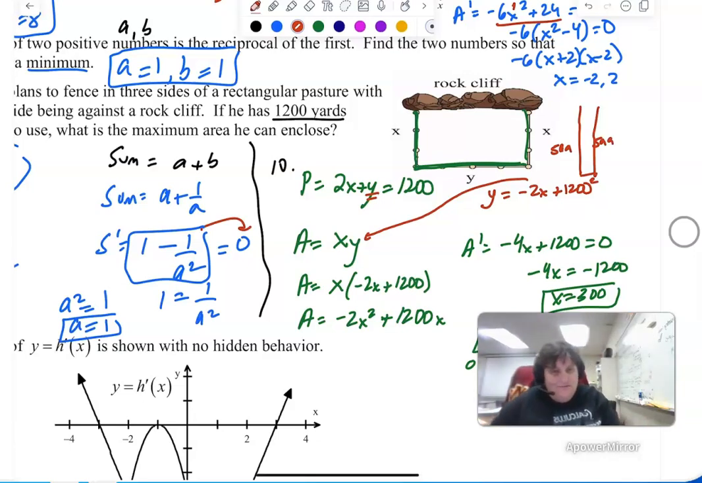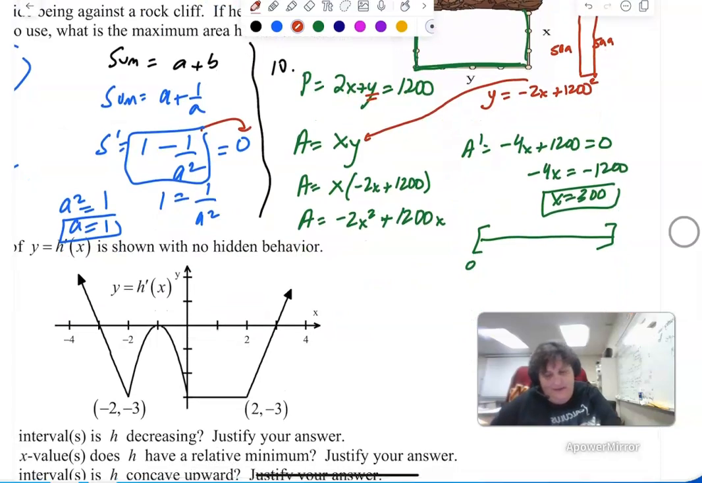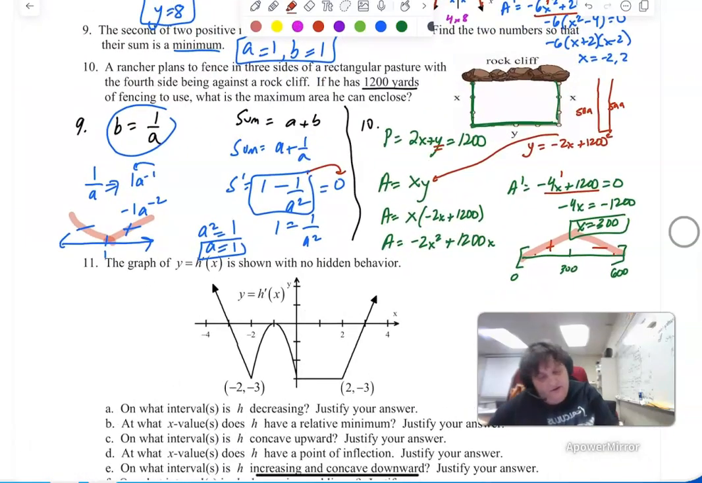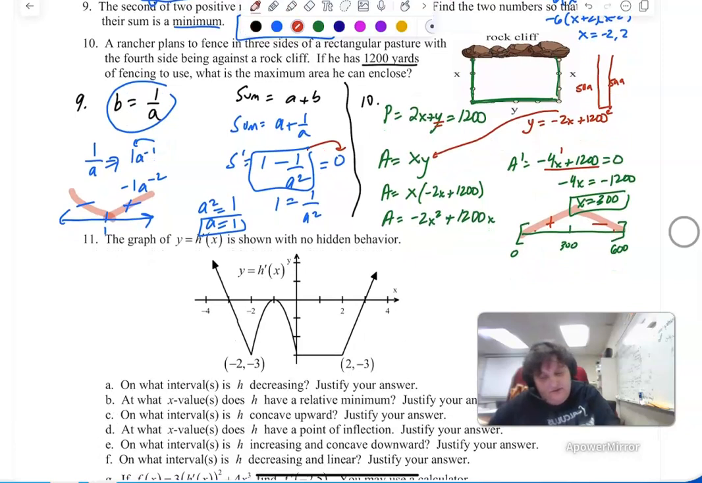So X has to be between 0 and 600, because if X was 600, it would take up all of the fencing. Okay, now when I test something into the derivative, say I test the number 1, I get a positive. Let's say I test 500, I get a negative. So this is maximizing, and I'm trying to maximize the area, so I'm good.